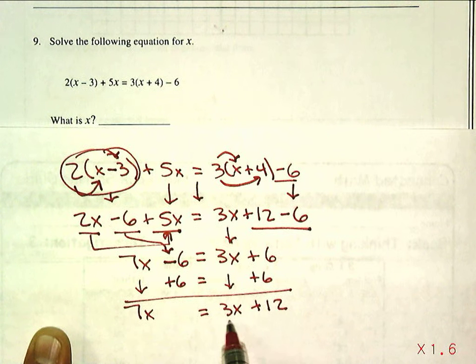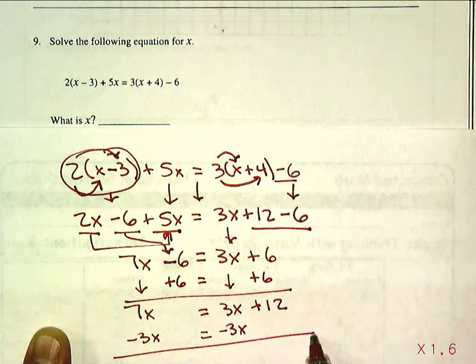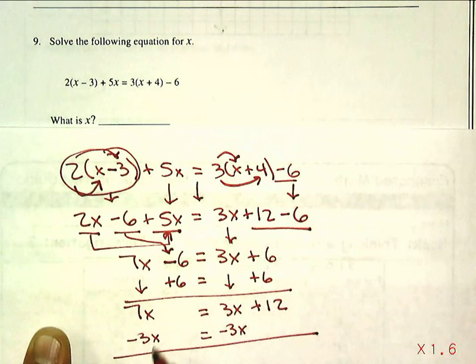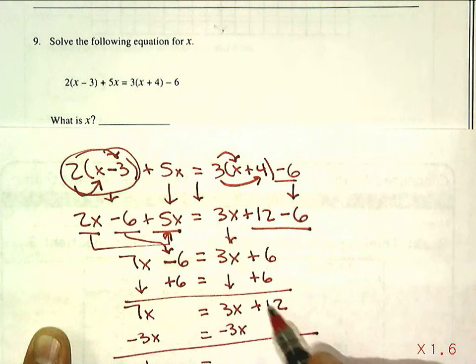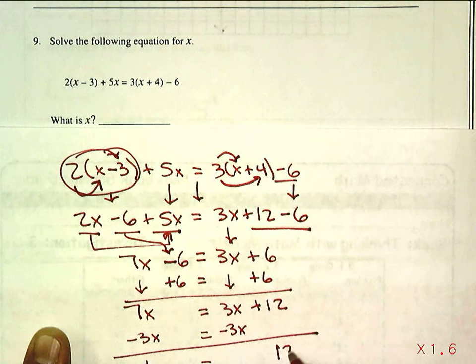And so I want to get this 3x over here with the 7x. The only way to do that is to subtract 3x from both sides of the equation. Now I have 7x minus 3x, which is 4x. And the reason I subtracted 3x is so this would go away and become 0. And then the only thing I'm left with over here is 12. Bring the 12 right down.